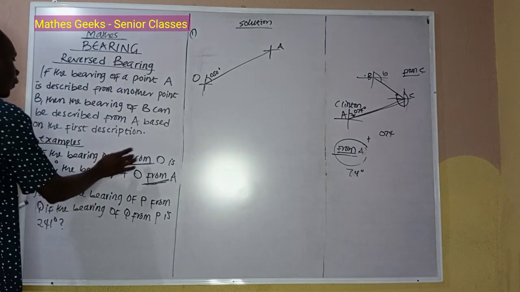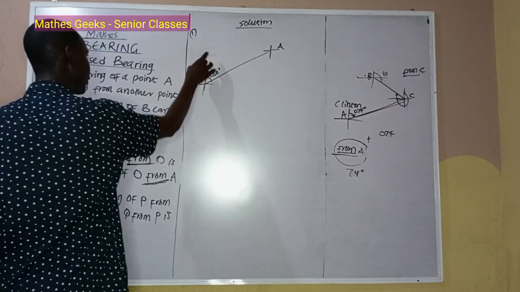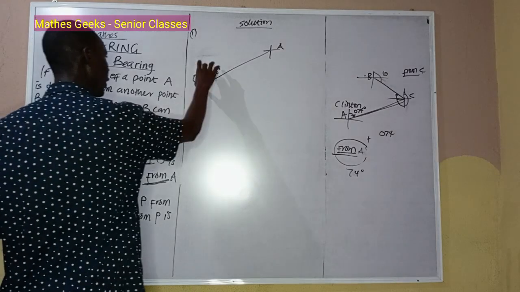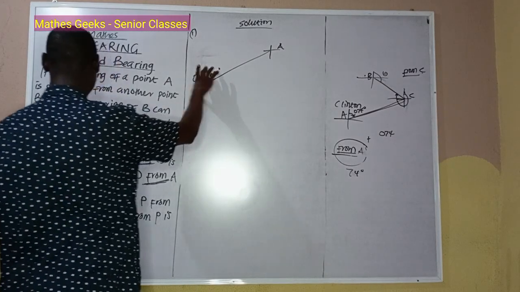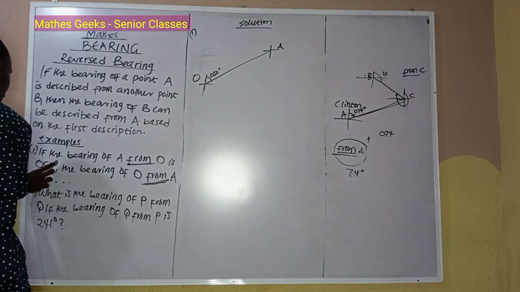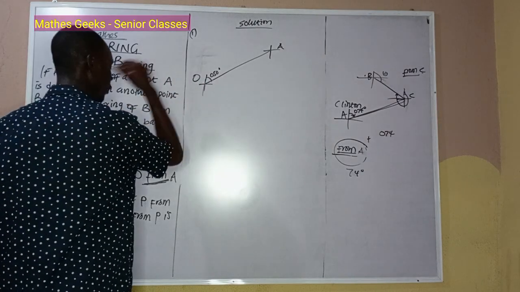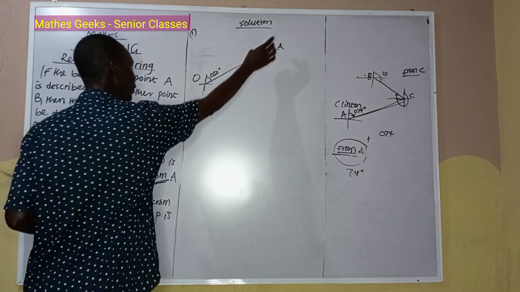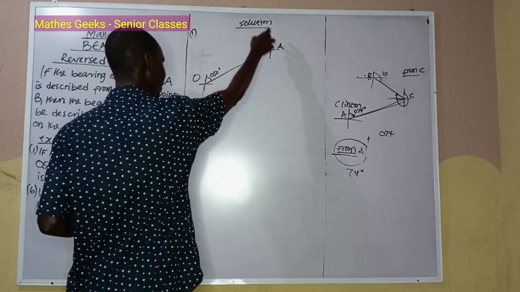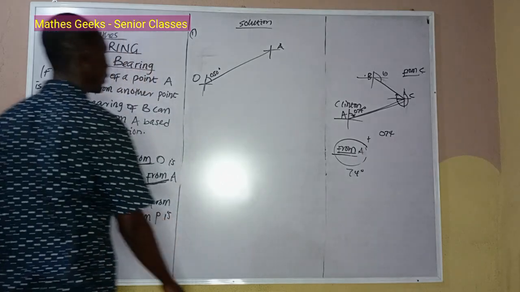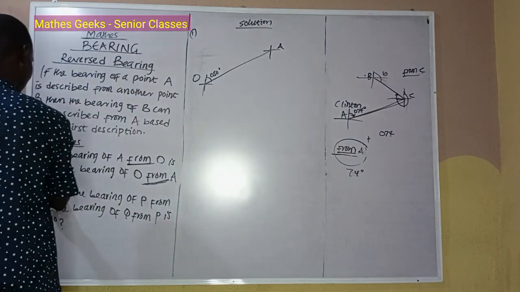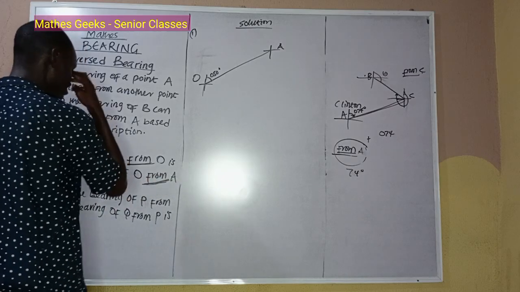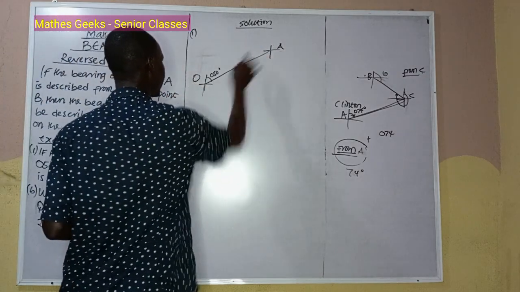This first sentence, the bearing of A from O, implies showing 050 degrees in diagram form at point O, then letting the direction meet point A. Then at point A, draw your compass again and leave it like that. The next part of the question says the bearing of O from A. So now we want to get the bearing of O from A.